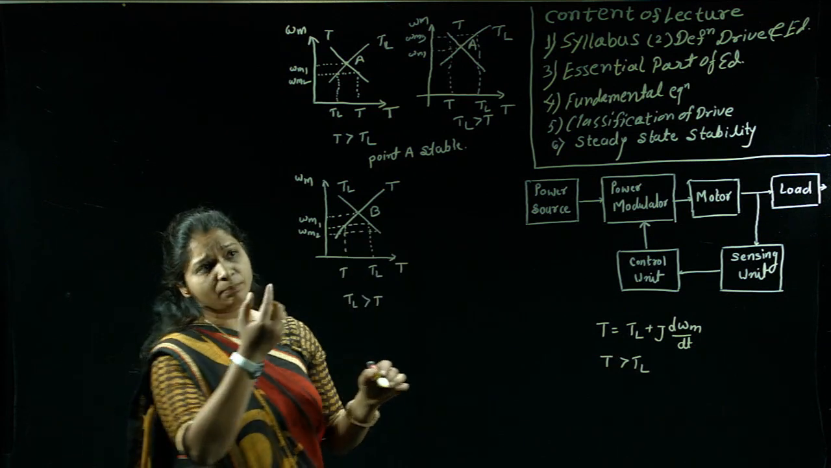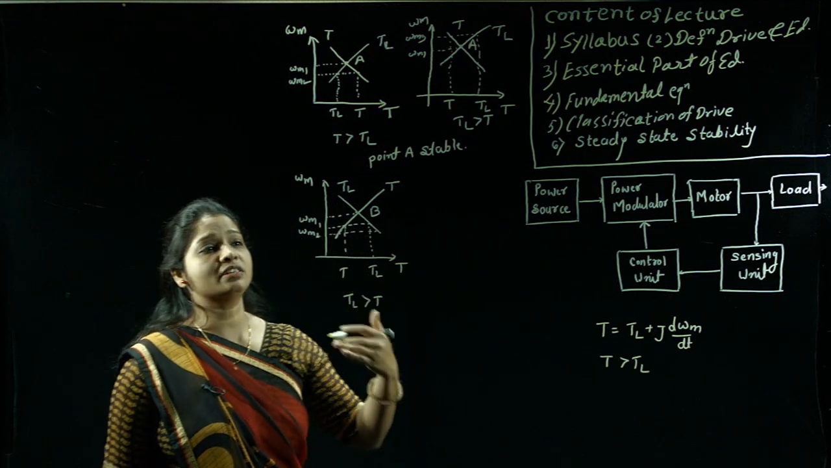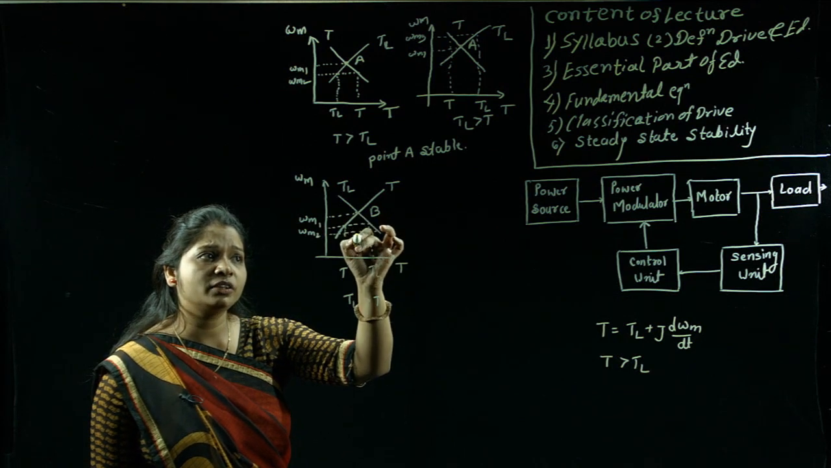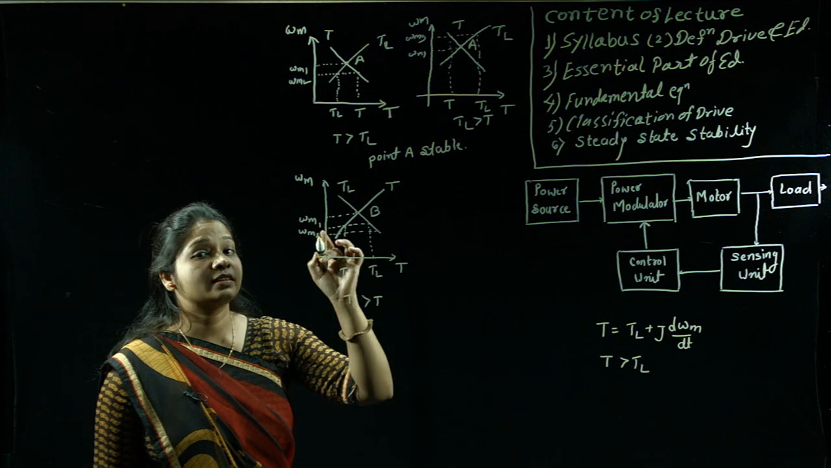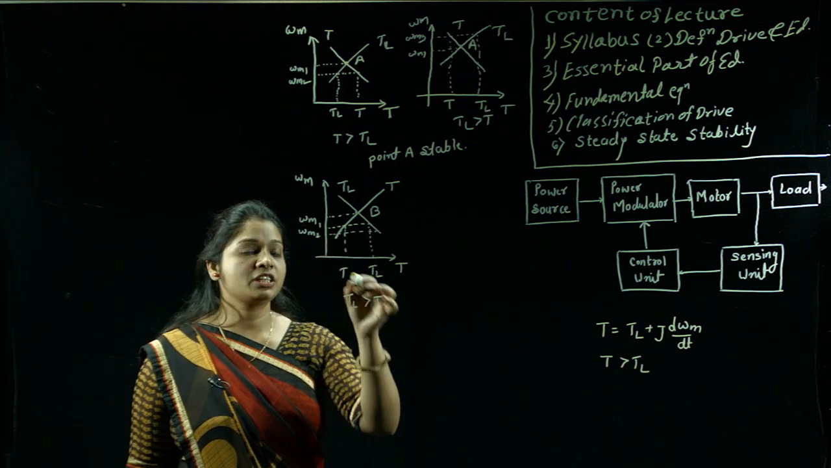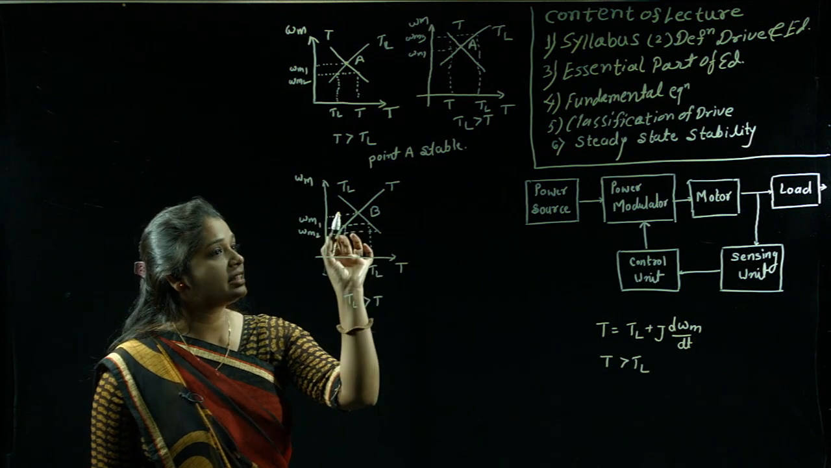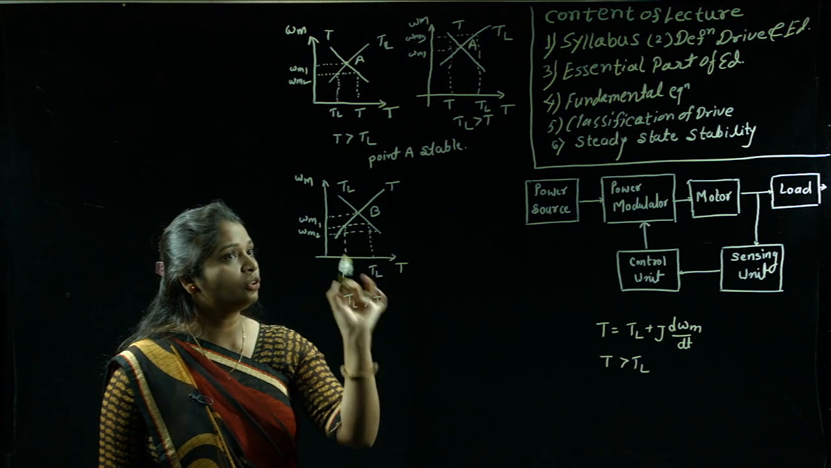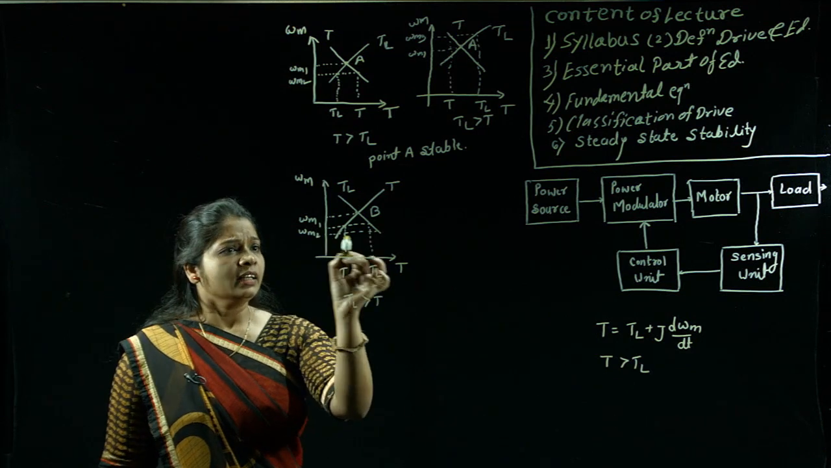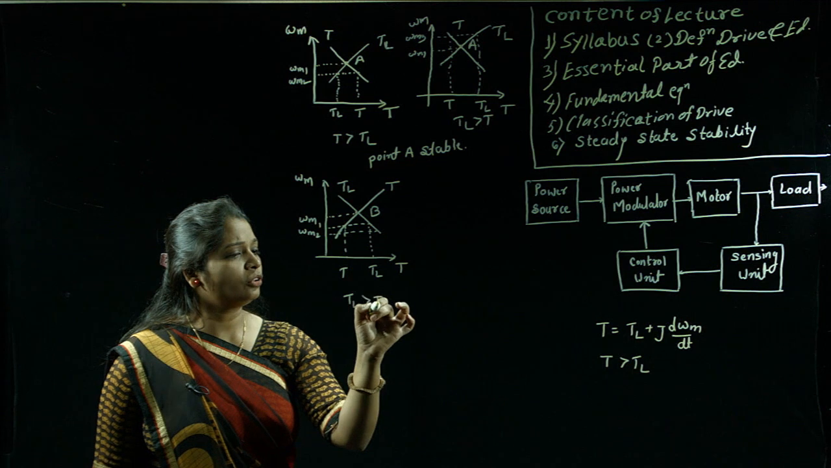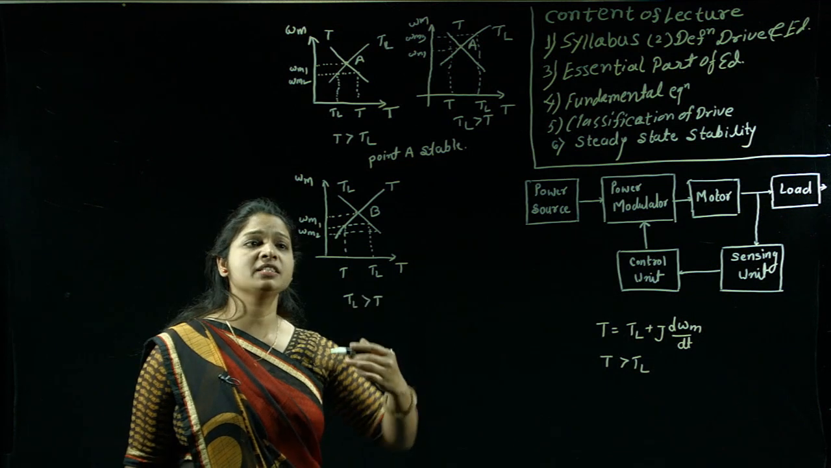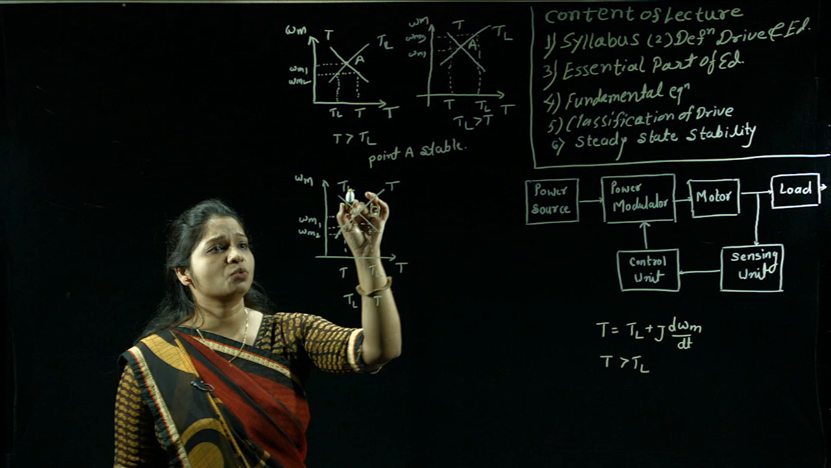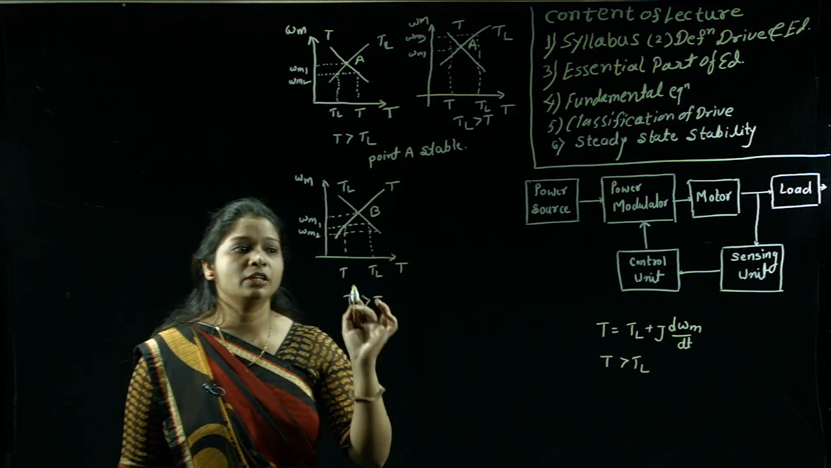It decreases again, which means that point B does not restore its original position after departure. It moves away from the equilibrium point. That's why this point is an unstable point. In the first case, while considering the decrease in speed, the load torque is greater than motor torque, and that condition is deceleration. Deceleration means speed decreases, so the point moves away from the equilibrium point and cannot restore its original position. That's why this point is an unstable point.